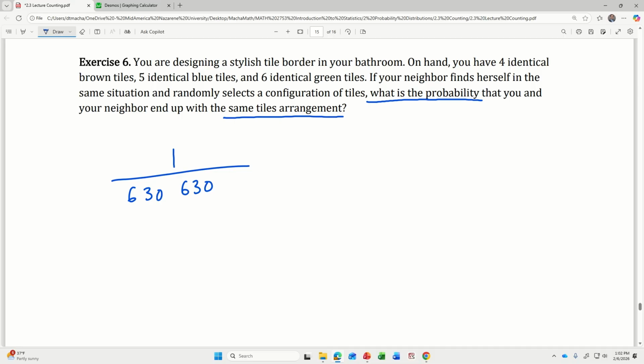Wait, but that would still be the same thing, though. It is the same. It just depends how you look at it. It makes sense. Even if you're both laying tiles at the same time, as long as you don't see each other and you're not copying each other's work, then the probability is 1 out of 630,630. Yeah.